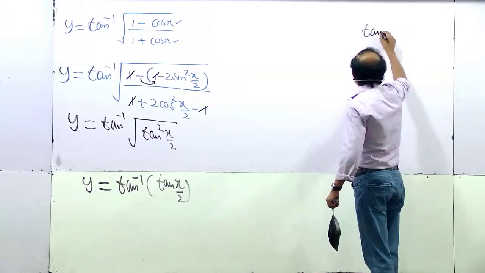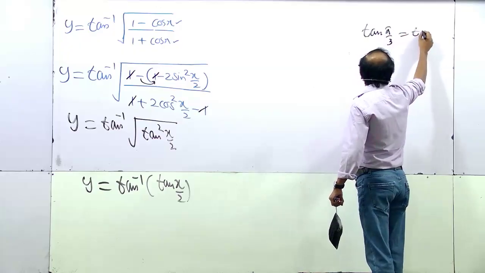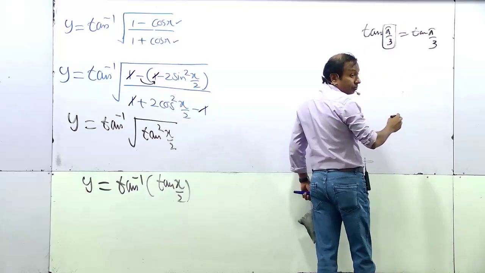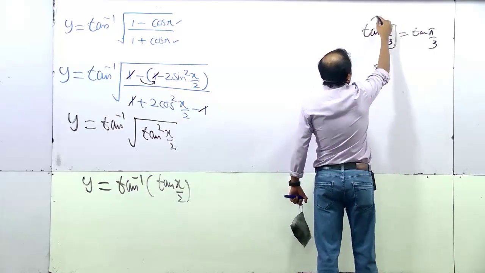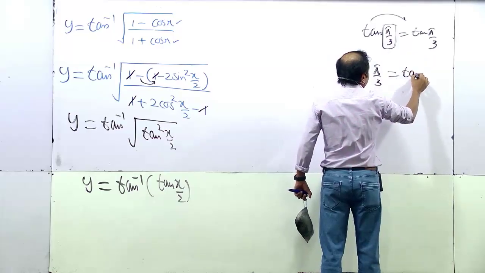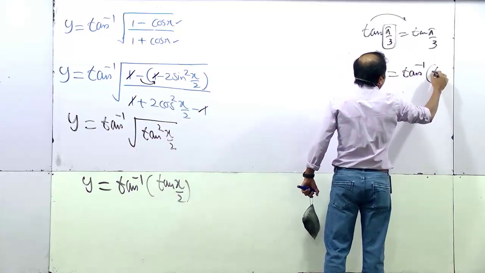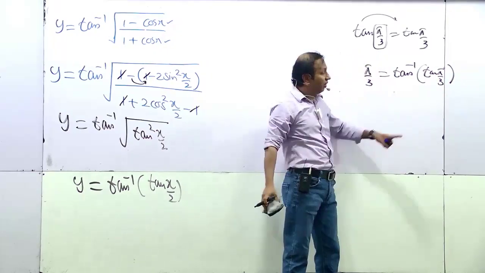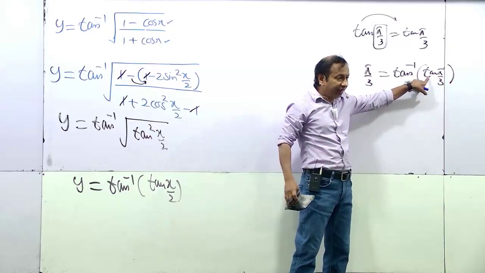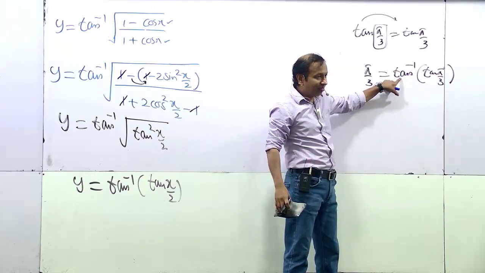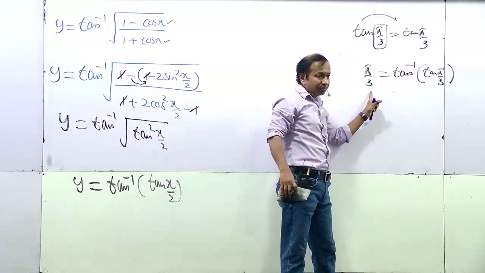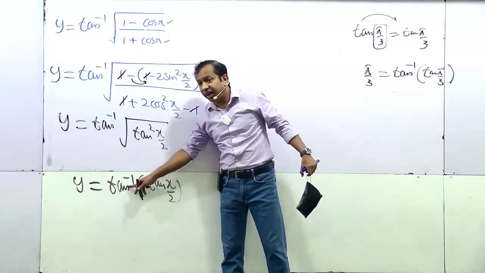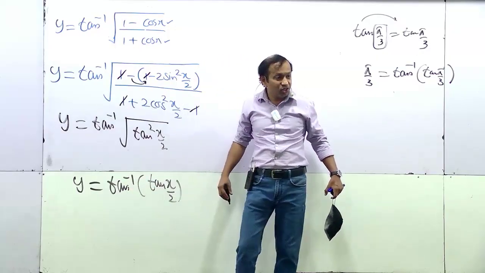Children, tan pi by 3 equals tan pi by 3. How to make this pi by 3 the subject? Take it to the right hand side. What? Tan inverse tan pi by 3. Okay. Angle, then tan inverse. What is the result? Same angle, no? Like that. Angle x by 2, tan inverse. What should be the answer? X by 2. Okay.